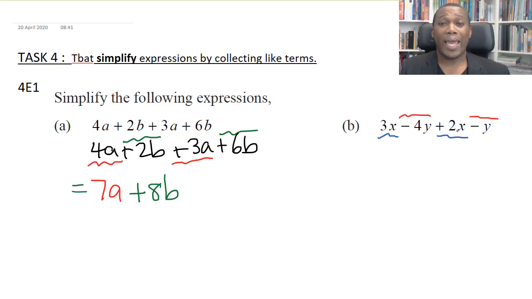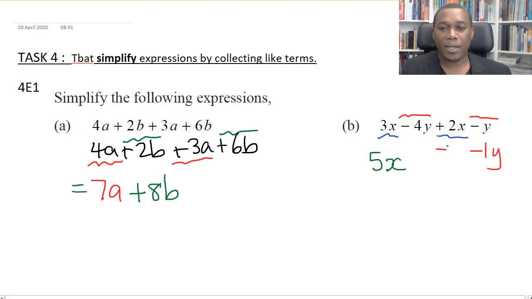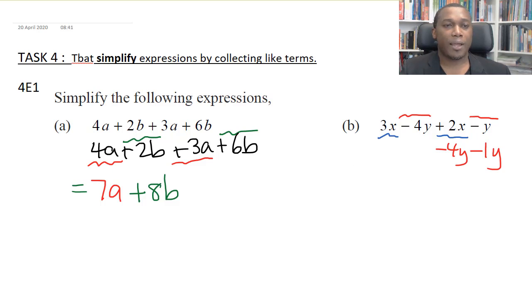3x plus 2x, what does it give you? 3x and 2x will give me, that's right, it's 5x. And then take away 4y, take away y. What is this y? Take away y is the same thing as take away 1. Let's stick with the color, and I'll write it underneath. Take away 1y. So what it is minus 4y, take away 1y. Make a bit more space for my 5x.